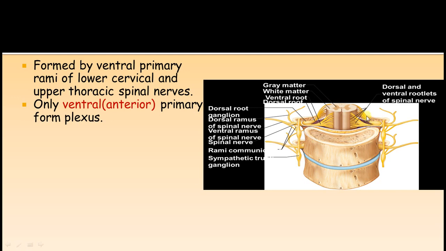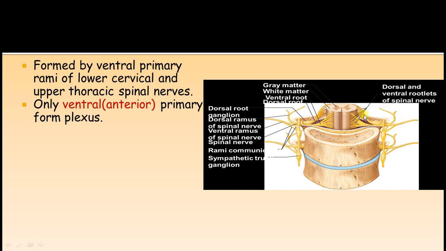So this is the dorsal and the ventral root. The dorsal root carries the sensory information, whereas the ventral root carries the motor information. When both these roots unite at the intervertebral foramen and emerge as a single nerve, a typical spinal nerve, it consists of both sensory as well as motor fibers, and it divides into two, that is the ventral primary rami and the dorsal primary rami.